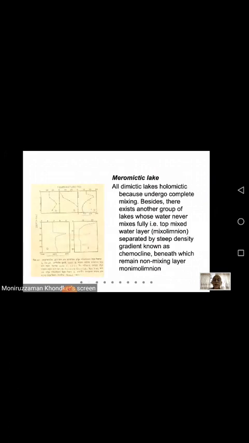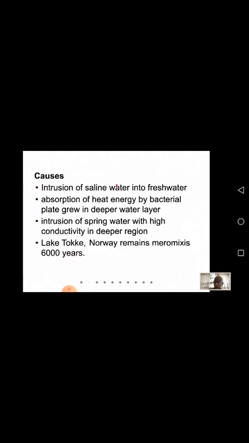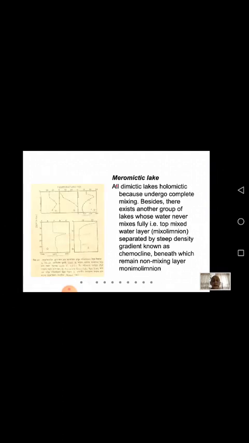So now there is another kind. We have seen otherwise that the dimictic, warm, cold monomictic, warm monomictic, and so on. But here is a meromictic. Mero means partial, and mictic means mixing. So meromictic means partially mixed lakes. Partial means only a part of that water body becomes mixed. All other places never get mixed. So there is a permanent stagnation in those cases.